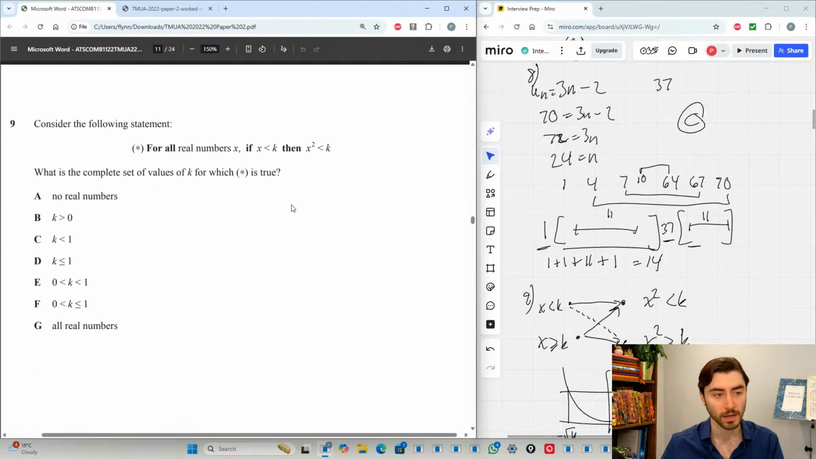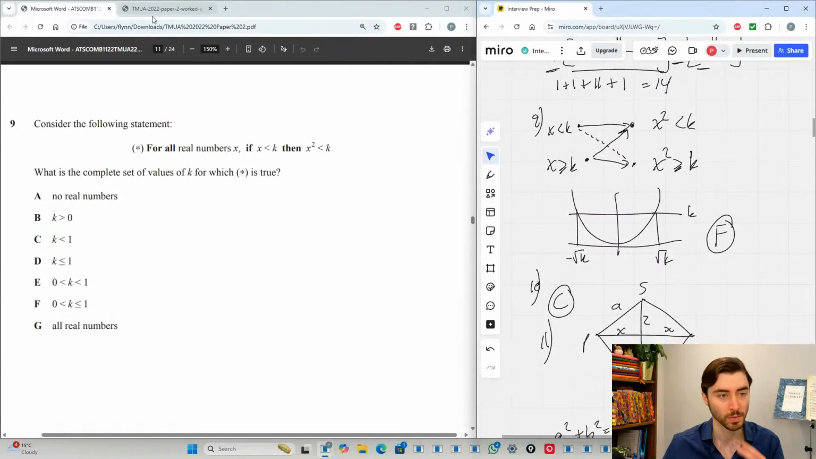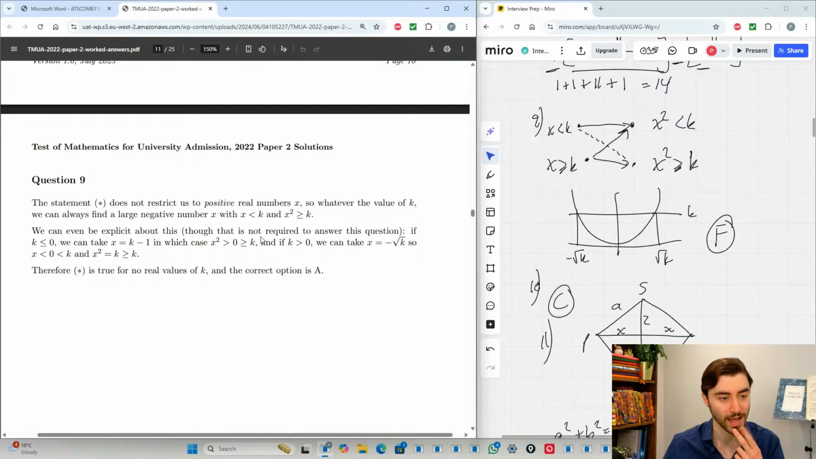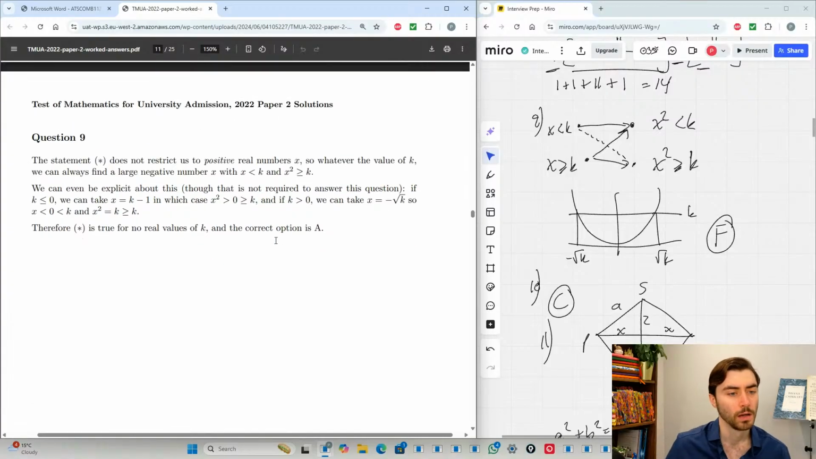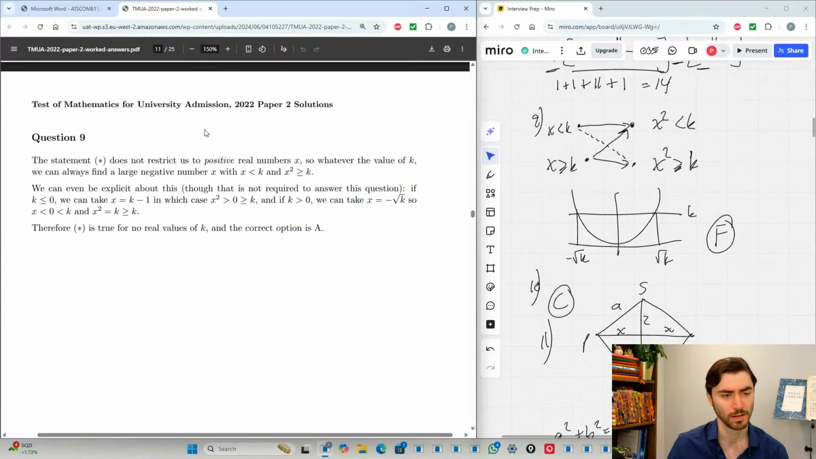So moving on to 9. Oh, I wasn't confident on this one either. Let's see if I guessed my way to a correct answer. 9 was A. Didn't do it. So the statement does not restrict us to positive real numbers. We can always find a large number k. Is this true for no real numbers? For values of k? Damn. All right, let me find out what I did wrong there.